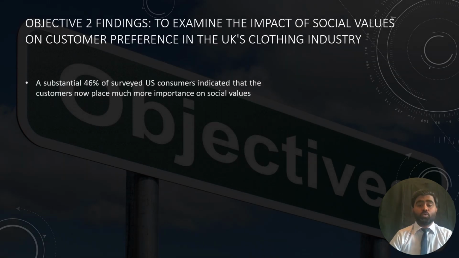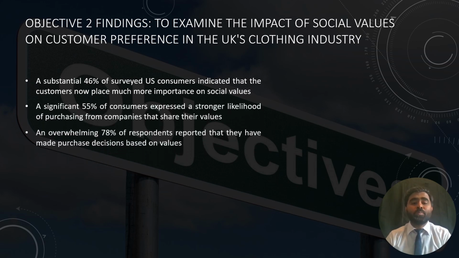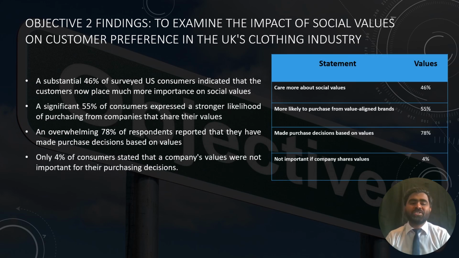Finding objective 2: to examine the impact of social values on clients' dynamic in the UK's clothing industry. First and foremost, growing importance of social values. A sizable 46% of questioned US consumers said they now place a lot more emphasis on social values than they did a year ago, indicating a rising trend of values influencing purchasing decisions.